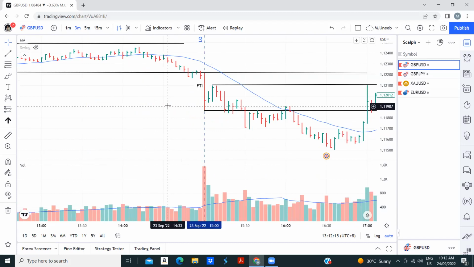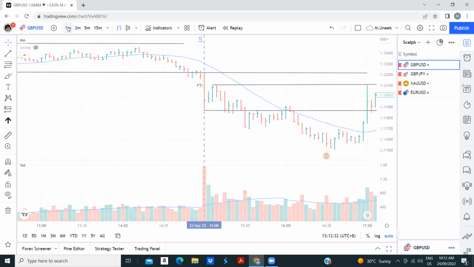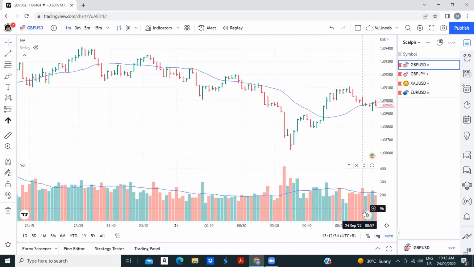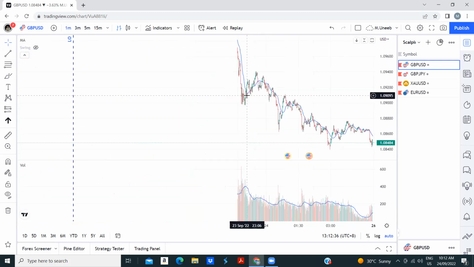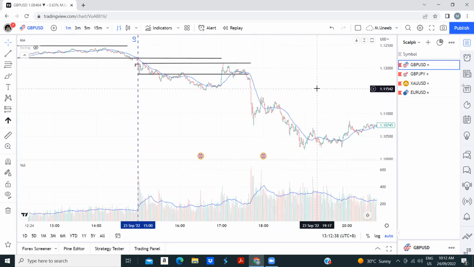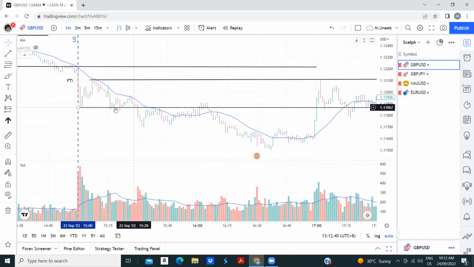So what would you do in such a situation? Would you wait? Yeah, I think it's better to wait. But you can always have a 1 minute chart separately opened. Let's see if you can get an opportunity over there. I'm not saying you have to take it, but let's see if you can get an opportunity right at the London Open candle.